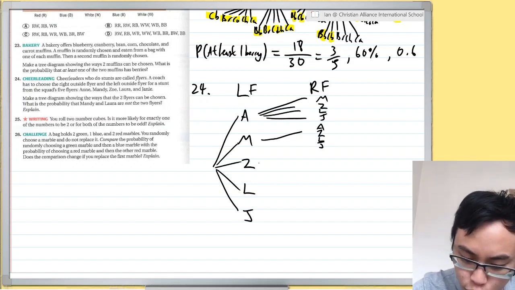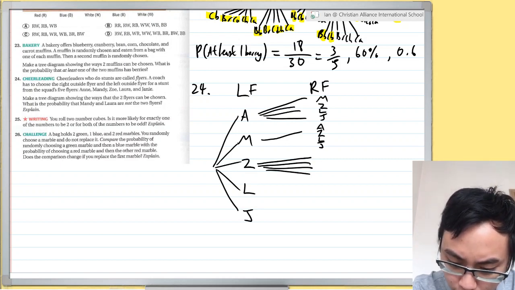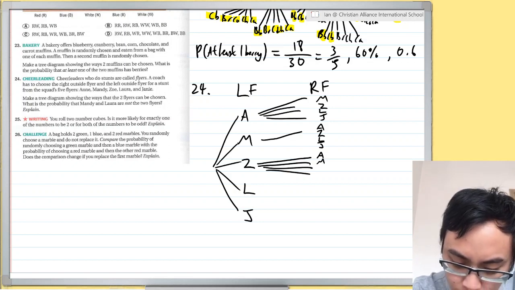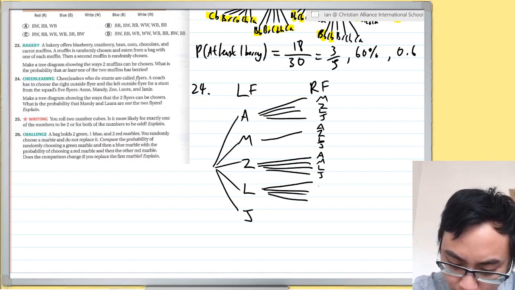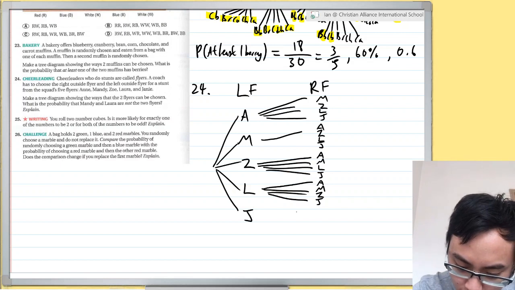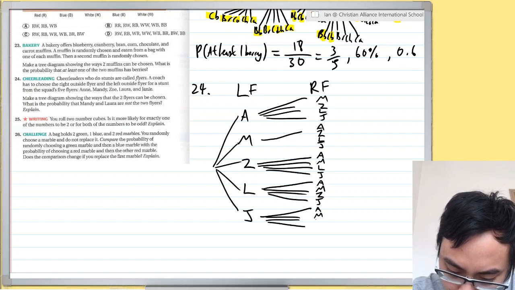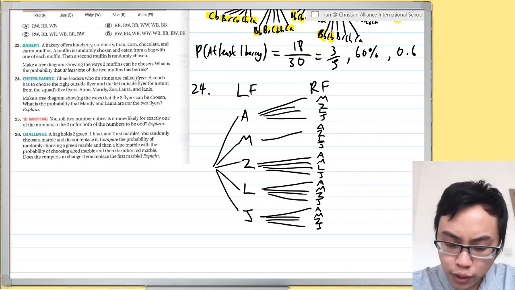And then if Zoe was chosen the first time, then our 4 possibilities can be either Anne or Mandy. Is it Mandy? Mandy, yes. And then Zoe cannot be chosen again, so it's Laura or Janie. And then if Laura was chosen the first time, then the second time we can have Anne, Mandy, Zoe, or Janie. And then the last one, if Janie was chosen the first time, then the second time it could be Anne, Mandy, Zoe, or Laura. So here are our outcomes.